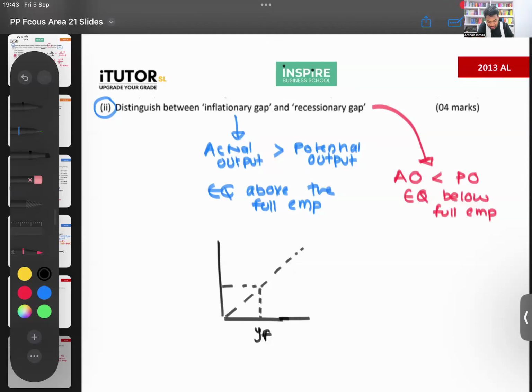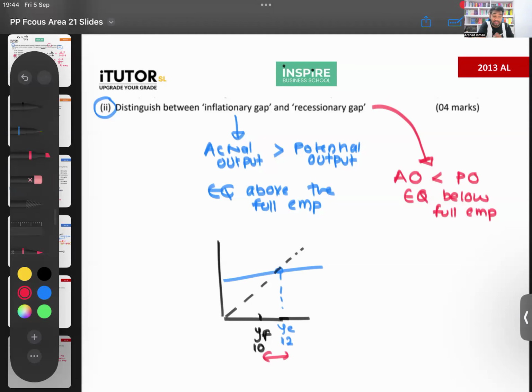But you're at equilibrium, let's say at this point. You're at equilibrium above your full employment level of output. So for example, full employment level of output is 10 million. You're at equilibrium at 12 million. You're at equilibrium above full employment. So this gap is what you call your inflationary gap with the y=e diagram.